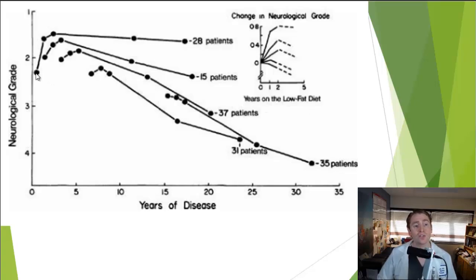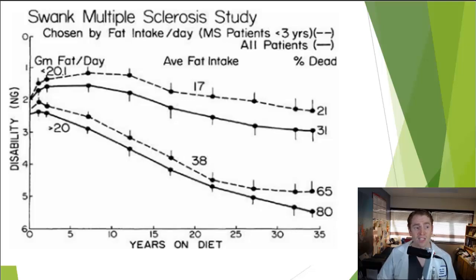And you can see for those who started within 1 year of disease onset, they did very well, and even after 15 years, they had an average neurograde of about 2 or less. But if you look at the people who started later, they did significantly worse in the long run. So starting early on the Swank diet was key. The other big factor was compliance with the diet.